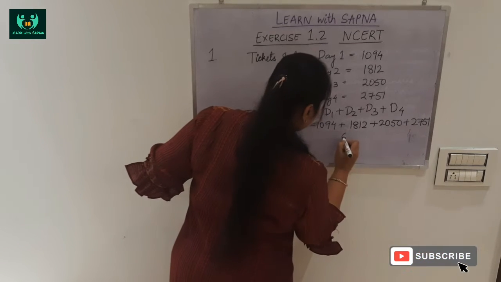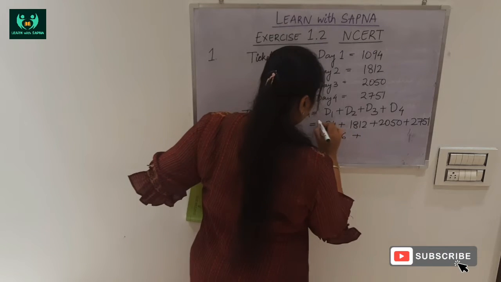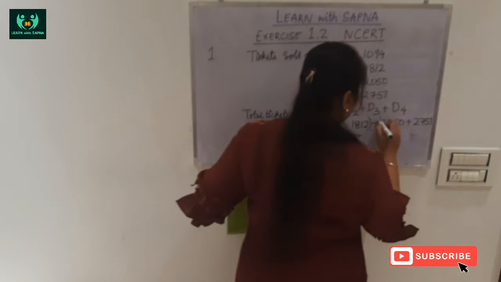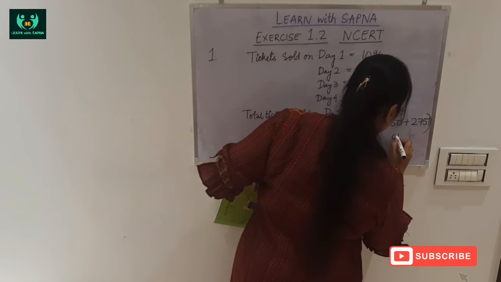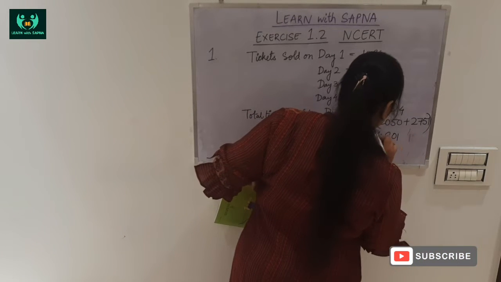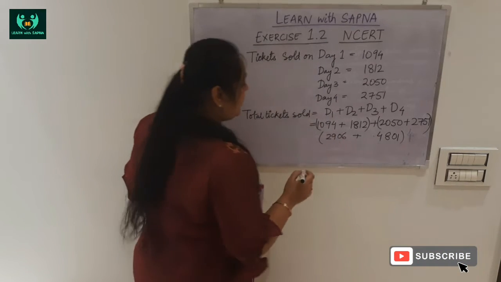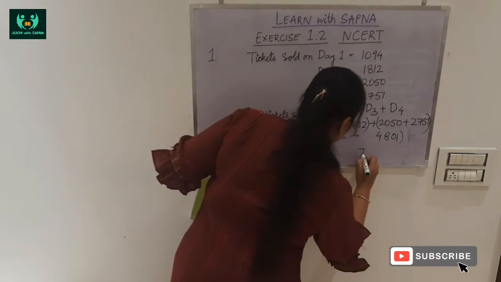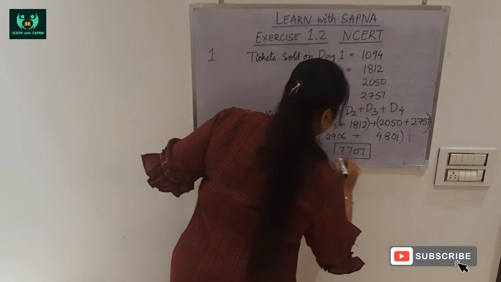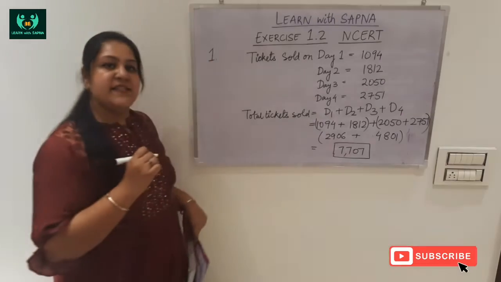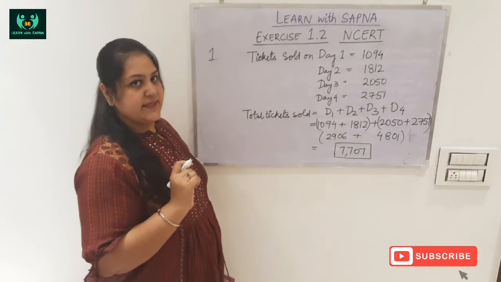This will give us 6, 9 and 2. इन दोनों को ऐड करेंगे हम and इन दोनों को ऐड करेंगे. So what we'll get 1, 8. ठीक है, तो अब हम इन दोनों को ऐड कर देंगे which will give us 7, 0, 7 and 7. So 7707 is the total number of tickets sold in all 4 days.